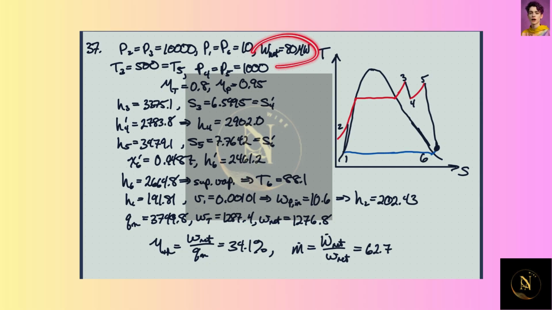And then they also want the mass flow rate. We know the net power that we're putting out is 80 megawatts, so we can divide it by the specific net work, and that winds up giving us 62.7 kilograms per second of flow through this system.